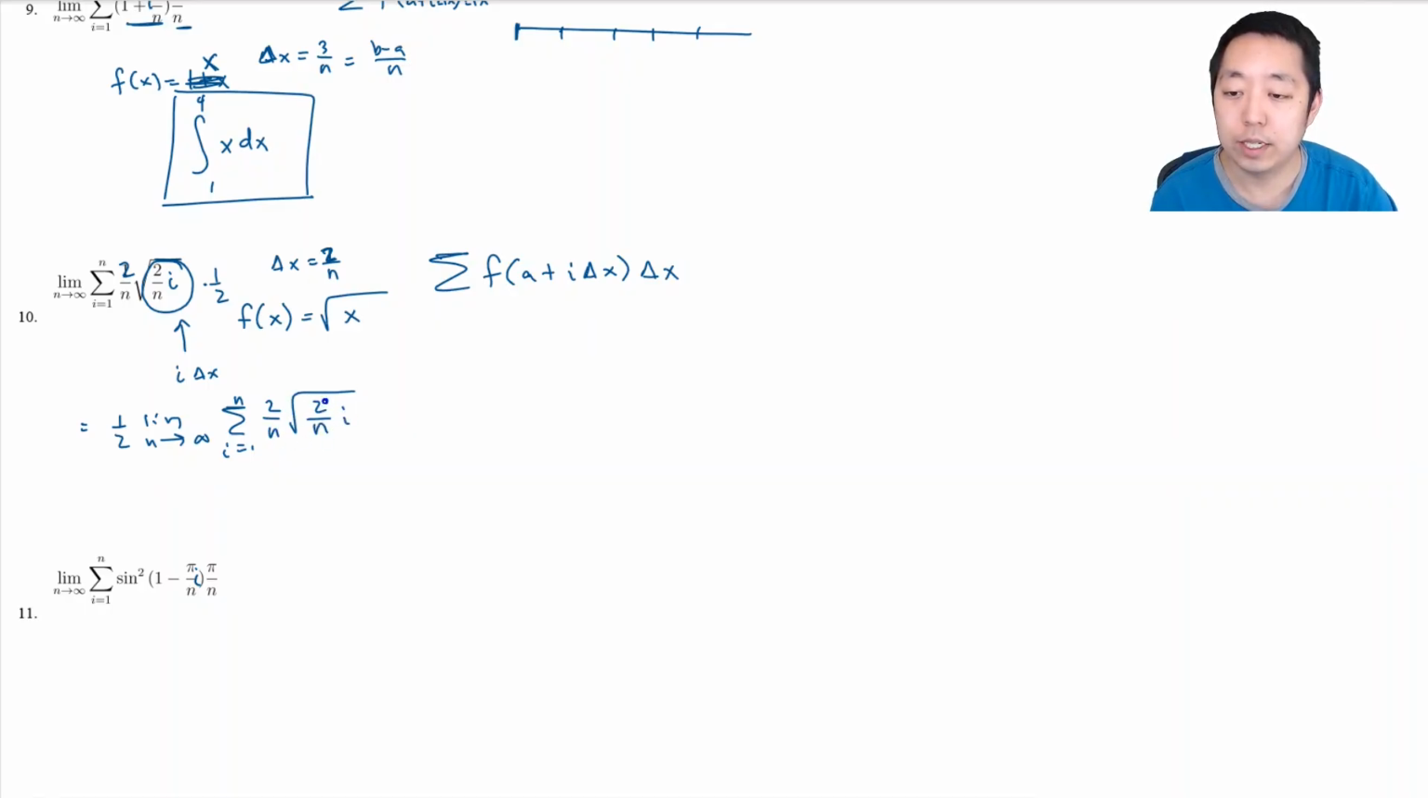And so now I have my delta x is 2 over n. So my interval width is 2, and in this case, technically, I'm starting at 0. So this would be the integral from 0 to 2, square root of x dx, and then I have to have this 1/2 that I handled out right out here.